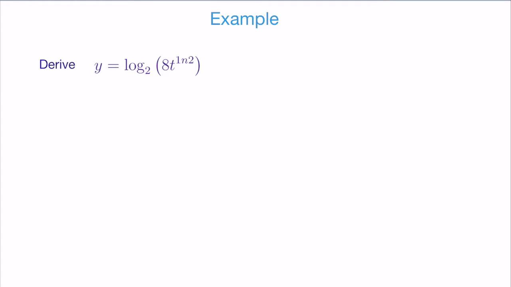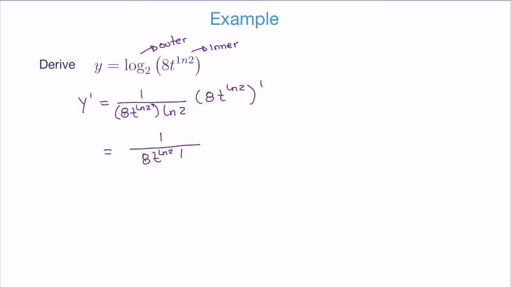Another example. Let's derive y. What do we have? Again, a chain rule. The log being the outer function and 8t to the ln 2, the inner function. So the derivative of the log to the base 2 is 1 over, you keep the inner function and multiply by ln 2. And then derive the inner function, t to the ln 2 times ln 2.